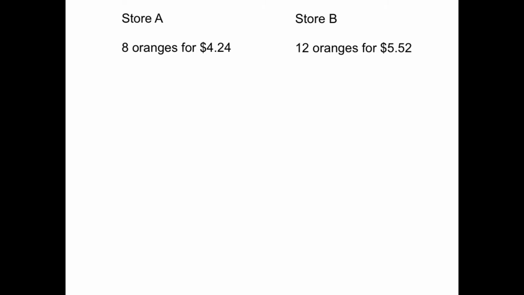To find the unit rate of an item, we need to know the cost for one item. Well, how can we find the cost of one orange if we know the cost of 8? 8 oranges cost $4.24. We know that the rate for store A is $4.24 for every 8 oranges. But we need to know the unit rate, meaning the price for one orange. Do you think that this number is going to be less than or greater than $4.24? Correct. It's going to be cheaper because it's going to cost less for one orange.